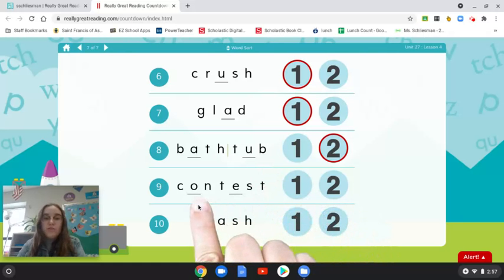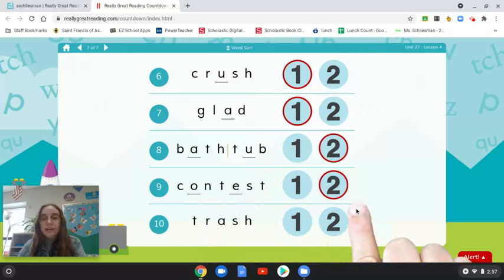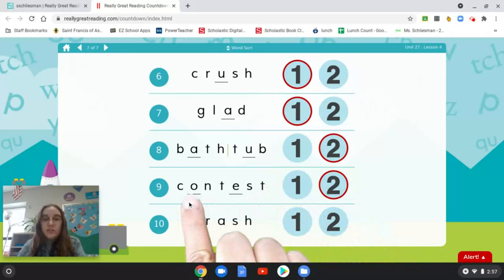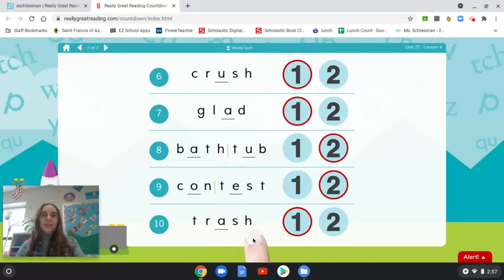Let's look at number 9. I see 2 vowels. They're not next to each other, so that means I have 2 syllables. Need to close my syllable here with a consonant. I have contest. Number 10, I see 1 vowel, so there is 1 syllable. Trash is the word. Very good. Nice work today.